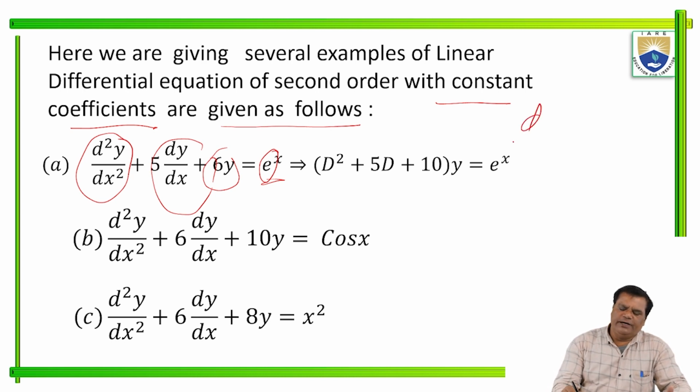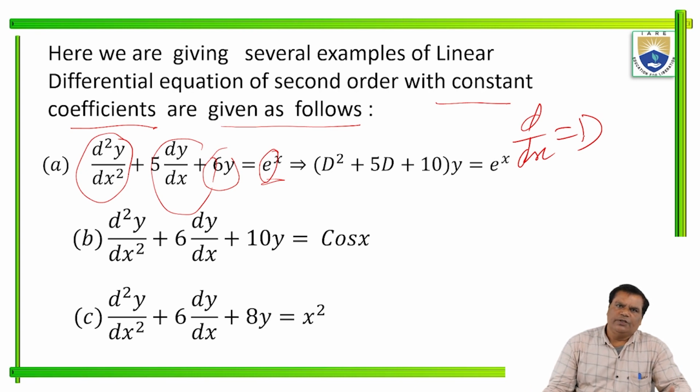So here d over dx, we can write as capital D. If we write it here, then the first term is D squared, the second derivative, and here is D, the one time derivative, and here is no derivative, meaning y. So we can write (D squared plus 5D plus 6) into y is equal to e to the power x.